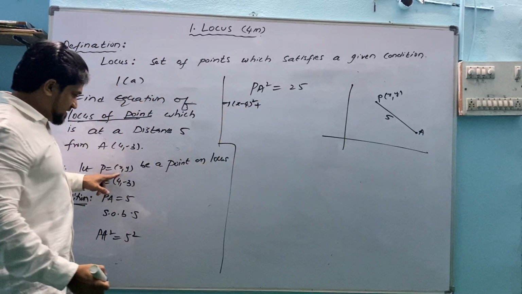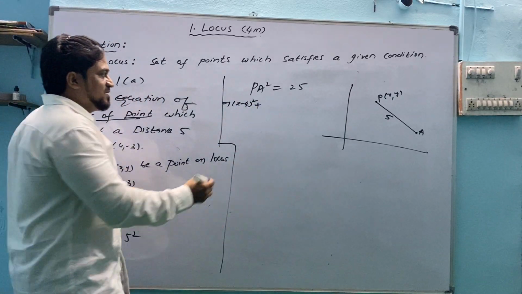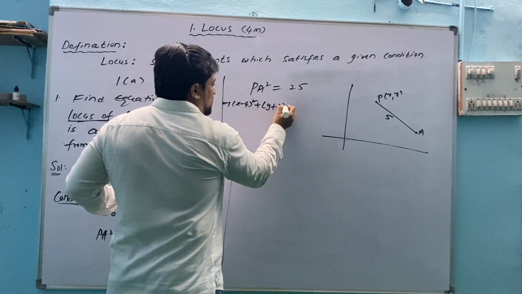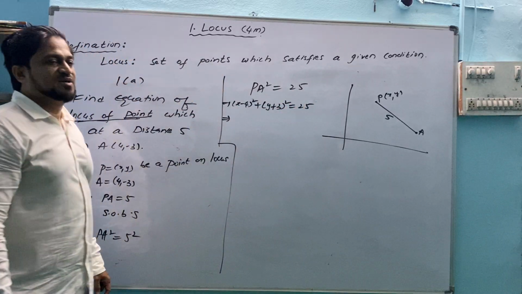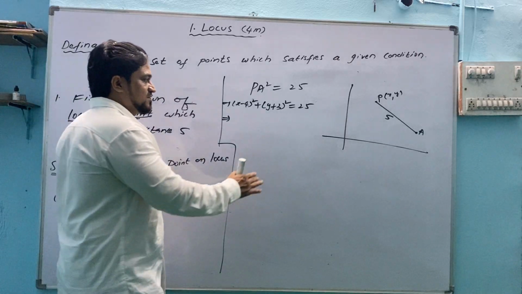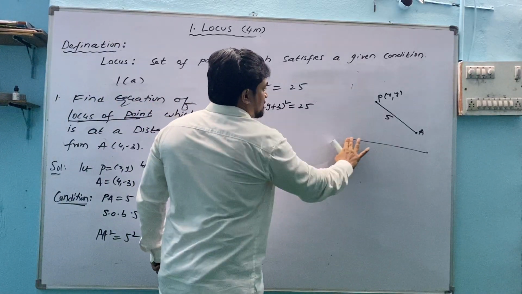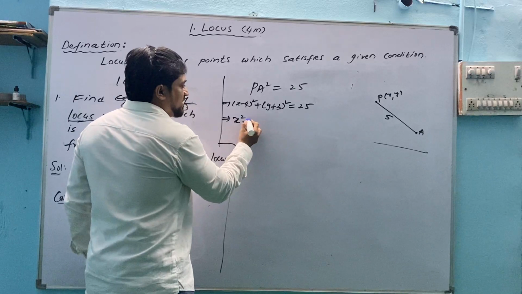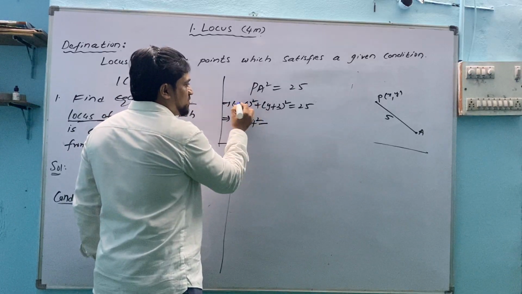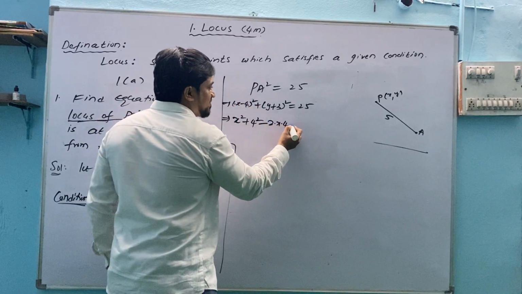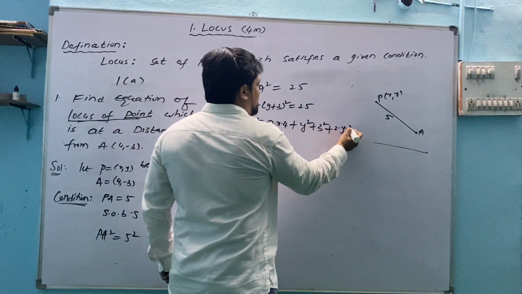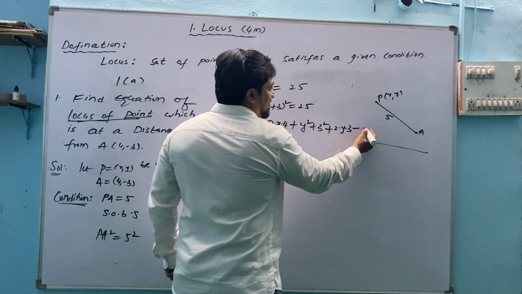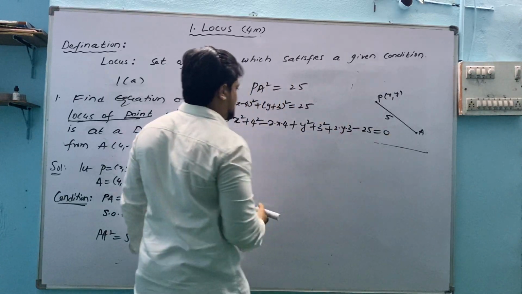Plus second minus second whole square. y minus of minus 3, y plus 3 whole square equals 25. From here onwards, you should simplify using the (a minus b) whole square formula: a square plus b square minus 2ab. 2 into x into 4, plus y square plus 3 square plus 2 into y into 3. This 25 comes to the left side, equals 0.